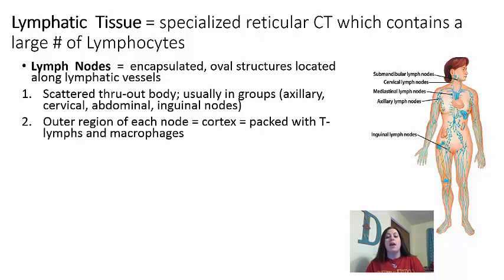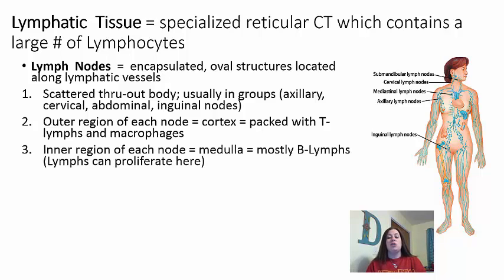The outer region of each node is known as the cortex. It's going to be packed with T lymphocytes and macrophages, which are going to do certain kinds of jobs. However, the inner region of each node is called the medulla, and they're mostly going to contain B cells. Lymphocytes can proliferate here in the medulla, so they can undergo mitosis here in these lymph nodes. Now, the reason they have these specialized T cells, macrophages, and B cells is so that whatever may come through, whether it's a virus, a fungus, a bacteria, a cancer cell, these different cells are there to help take care of it if at all possible.